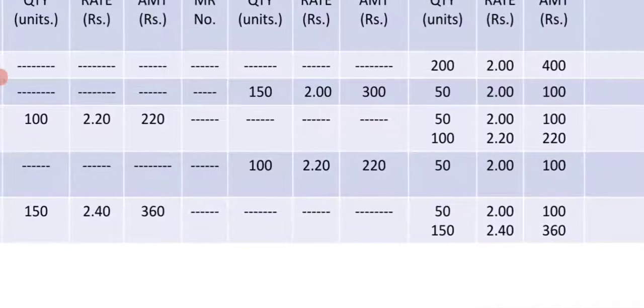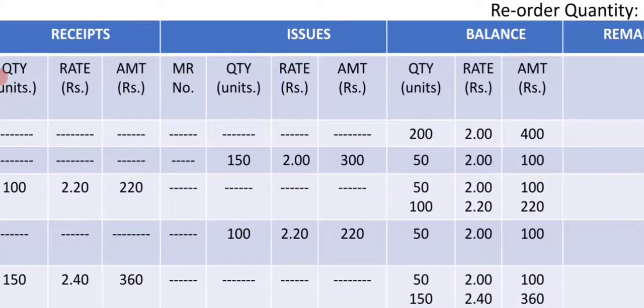So balance we will write down. From the 200 units we have issued 150 units. So 200 minus 150 units, 50 units remaining at the rate of 2 rupees. 50 into 2, that is equal to 100.